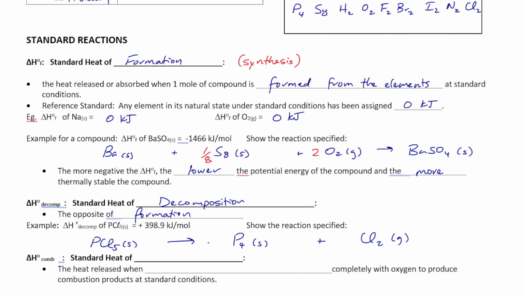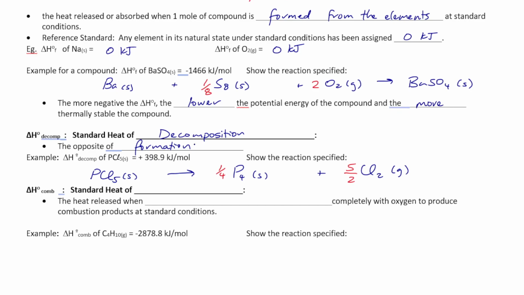Now I have to use stoichiometric coefficients. I've got to put a 1 over 4 here so I can just have 1 phosphorus. And since I need 5 chlorines, but this is 2 chlorines right here, I'm going to write over 2, so these 2's will cancel, and then I'll put 5 right there. So 5 over 2 chlorine molecules will give me 5 chlorine atoms.